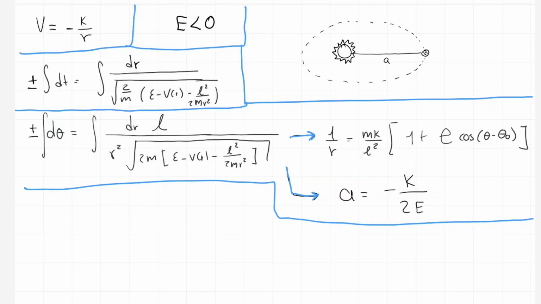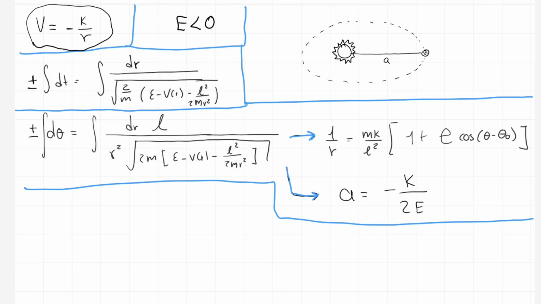Today we want to continue the study of planets that move around the Sun. These objects are planets under the influence of central forces, and we saw that the motion of a planet depends on the form of the potential energy that the planet has. For a planet, we know the potential energy V is equal to negative k over r, which can be defined from Newton's gravitational law.